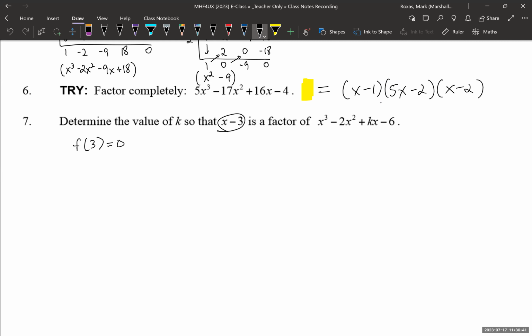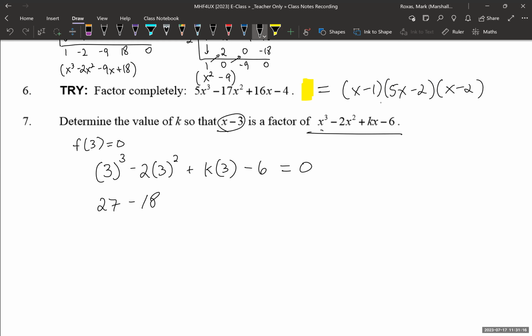So when I plug f of 3 into this polynomial, x is 3, right? 3 cubed minus 2 times 3 squared, plus k times 3, then minus 6, that has to be 0 if x minus 3 is a factor. Okay, and I can just solve this equation for k. Let's evaluate some of these terms first. 3 cubed is 27, minus 2 times 3 squared, that's 18. And then I have 3k minus 6 equal to 0.